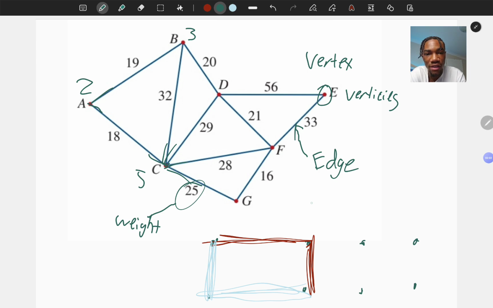So these are the 4 definitions you need to know: degrees, edges, vertexes, excuse my spelling, and weights.